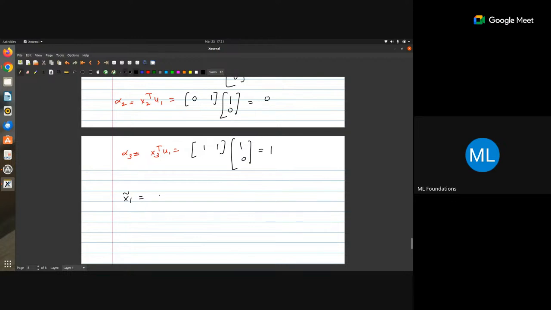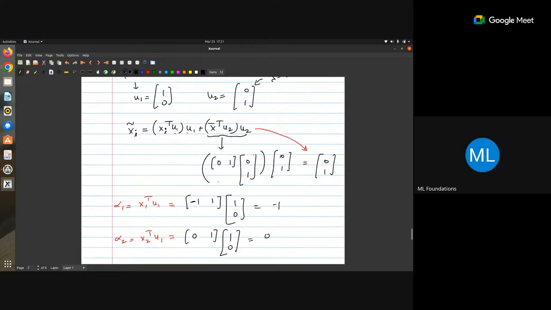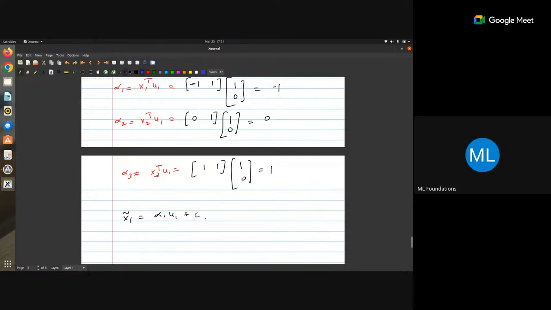Okay, so x1 tilde is alpha 1 u1 plus this term, which I'll call some vector c, which is [0, 1]. So alpha 1 is how much? Minus 1 of u1. U1 is [1, 0], right?